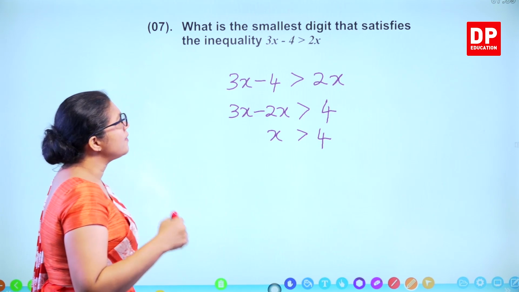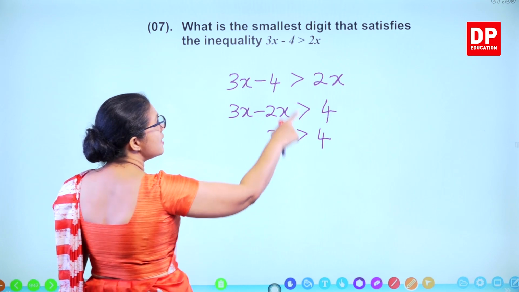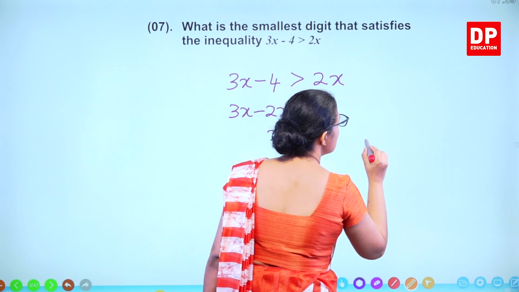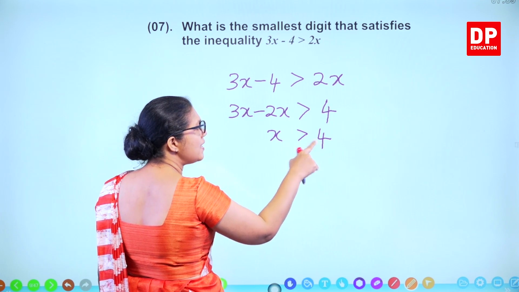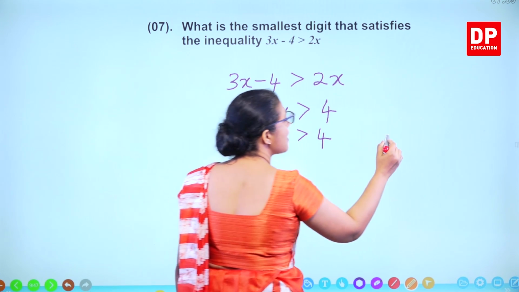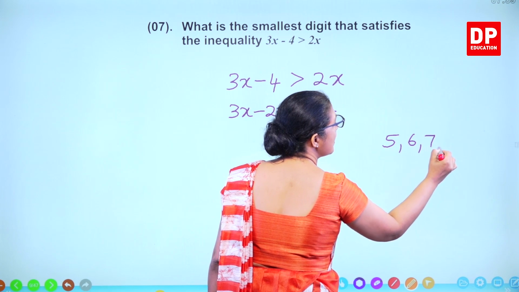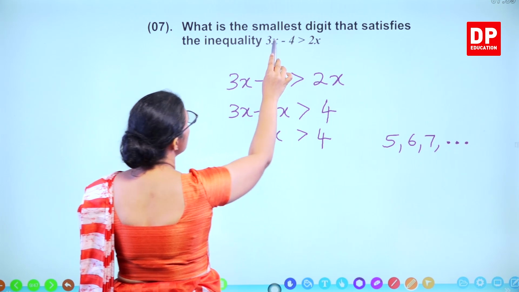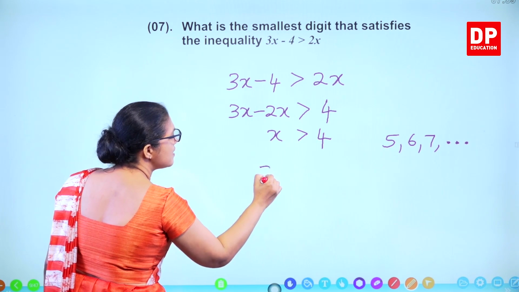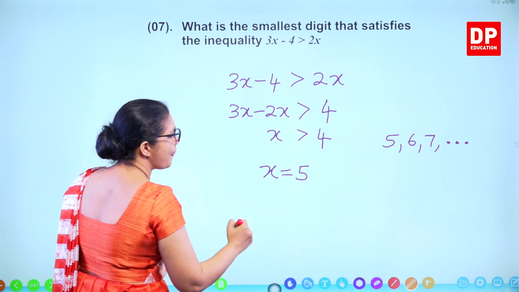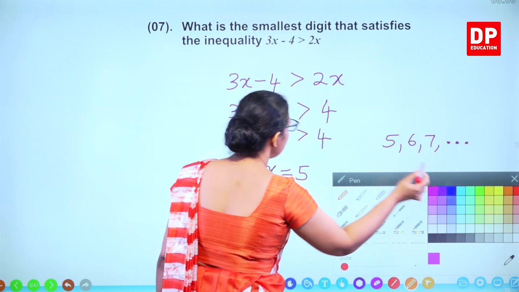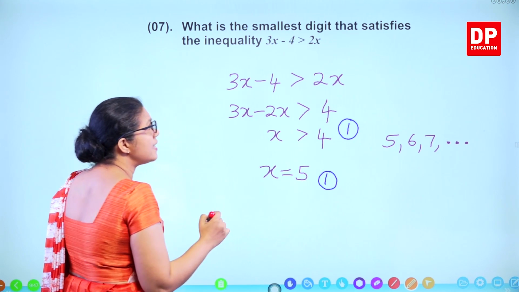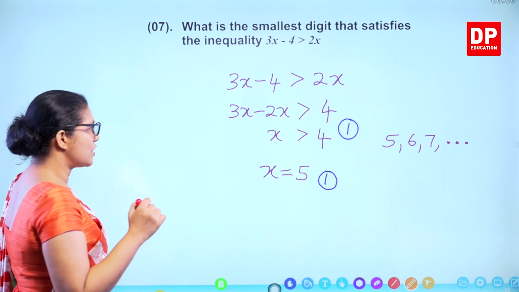So what are the values? Digits here, we are considering integers. So what are the integers you can get? x greater than 4 means 4 is not included. So you can start with 5, 6, 7 like that. So what's the smallest value out of this? Smallest digit, so x equals 5. So you get 1 mark for solving this and 1 mark for identifying the smallest digit.